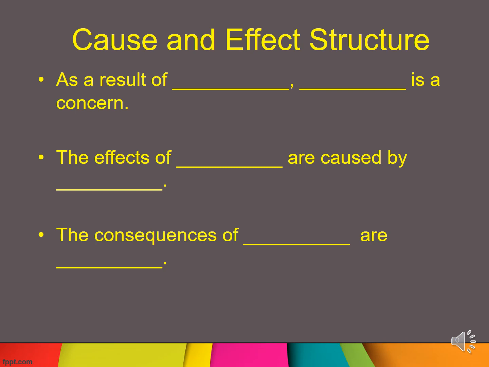If the central idea communicates a cause and effect, then the sentence stems on this slide will naturally fit within their piece. As a result of blank, blank is a concern, or the effects of blank are caused by blank, or the consequences of blank are blank. Notice the specific word choice in these stems that indicate cause and effect to the reader. As a result, effects, caused by, and consequences. Other words include because, therefore, and so.